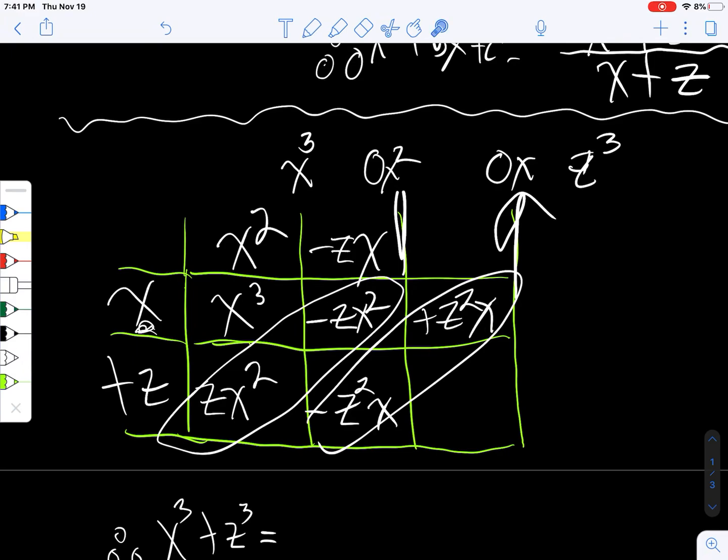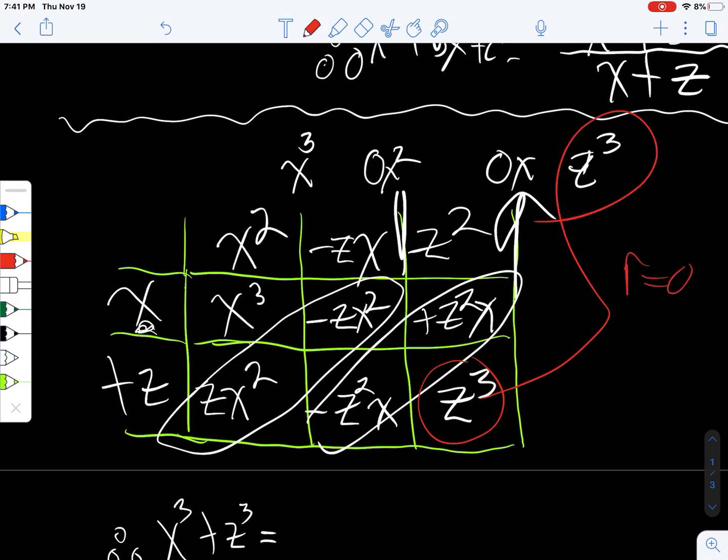Okay, what do I multiply x by to get positive z squared x? I'm pretty sure that that is just z squared. Okay, z squared. So now I have z squared multiplied by z, which gives us z cubed. And that makes us very happy because this goes to here and we can see that the remainder is 0, which it should be because we know that x plus z was a factor of x cubed plus z cubed. Okay, so we've got that.